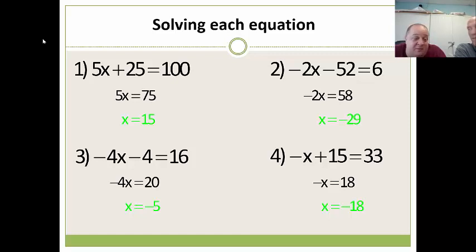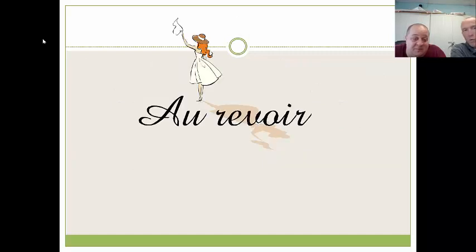For number 3, same thing. We added 4 to both sides to give negative 4x equals 20. Divided both sides at that point by negative 4 to get x equals negative 5. And in problem 4, we had negative x plus 15 equals 33. So we subtracted 15 from both sides, negative x equals 18, and just flipped it around to say x equals negative 18.